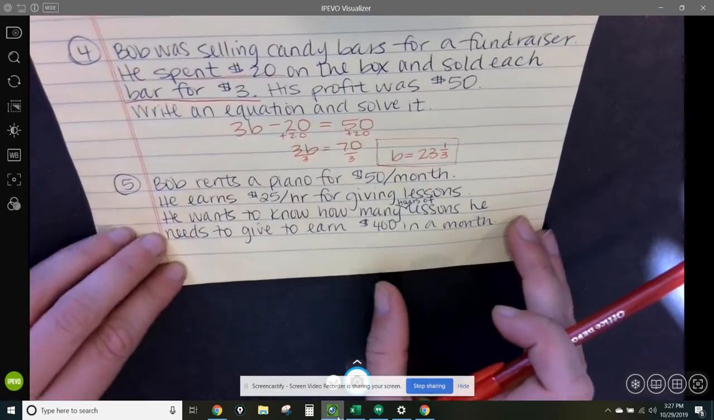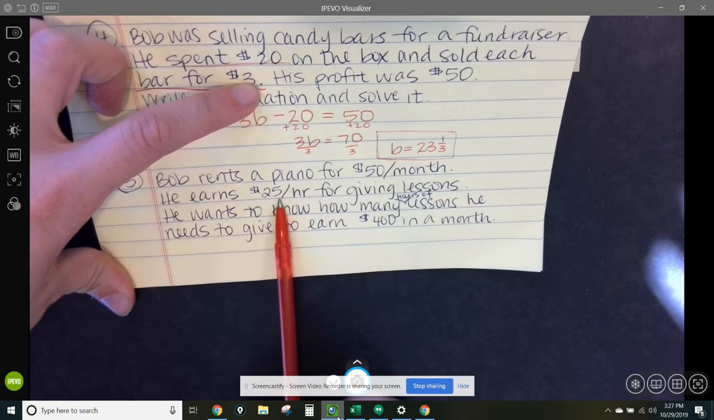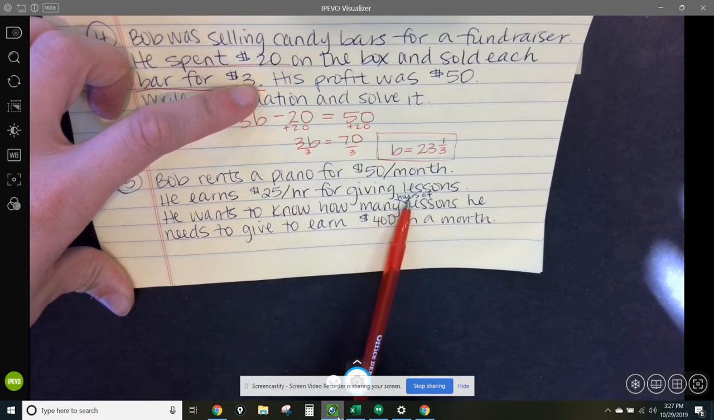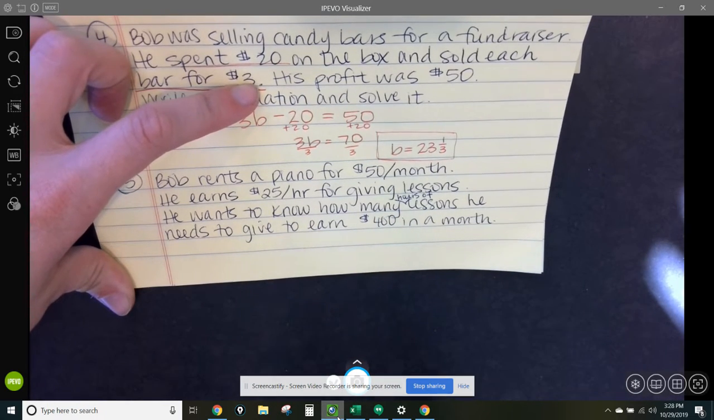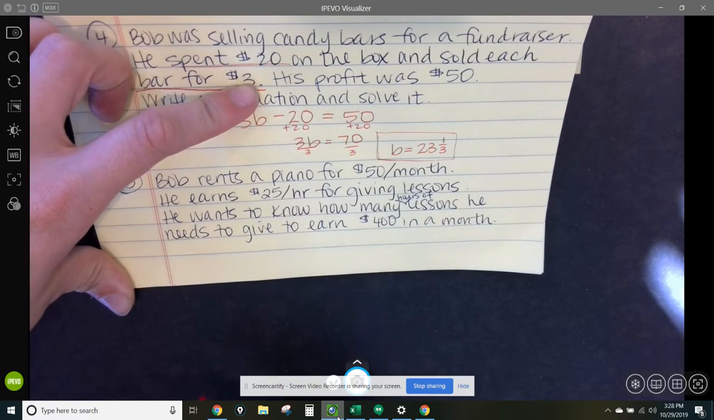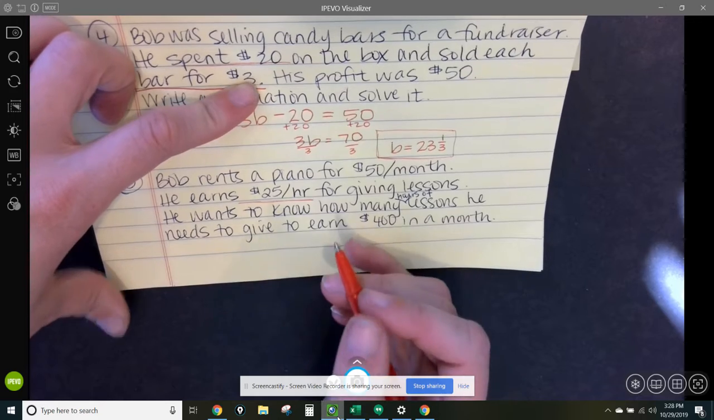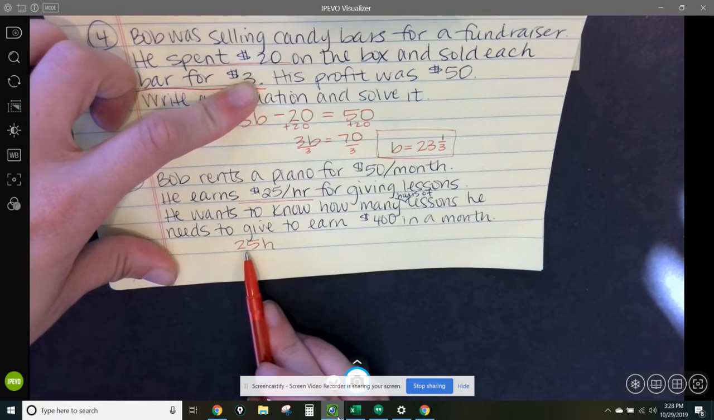Number 5, Bob rents a piano for $50 per month. He earns $25 an hour for giving lessons. He wants to know how many hours of lessons he needs to give to earn $400 in a month. Okay, so similar to the other two we've already done. He earns $25 an hour for giving lessons. So I'm just going to start with that. 25H. Every hour he earns $25.